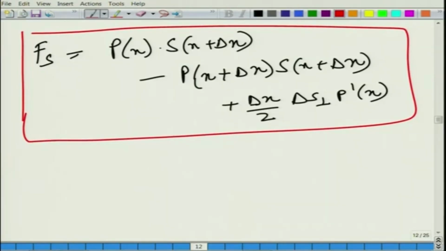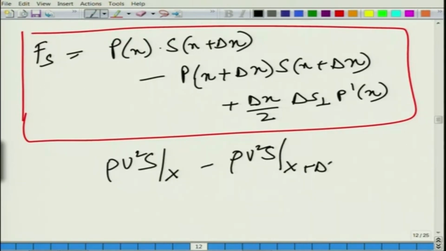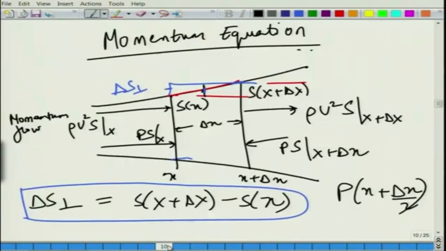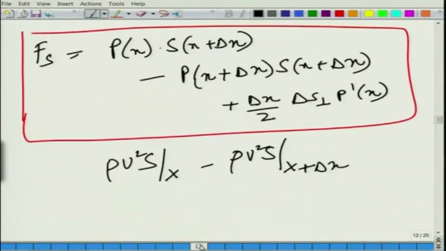So, what is the other force that acts? Basically, it is rho u square s multiplied by x minus rho u square s multiplied by x plus delta x. This is the net difference of the force that acts on the control volume. Okay, so we get this. This is, let us say, the force due to the momentum.